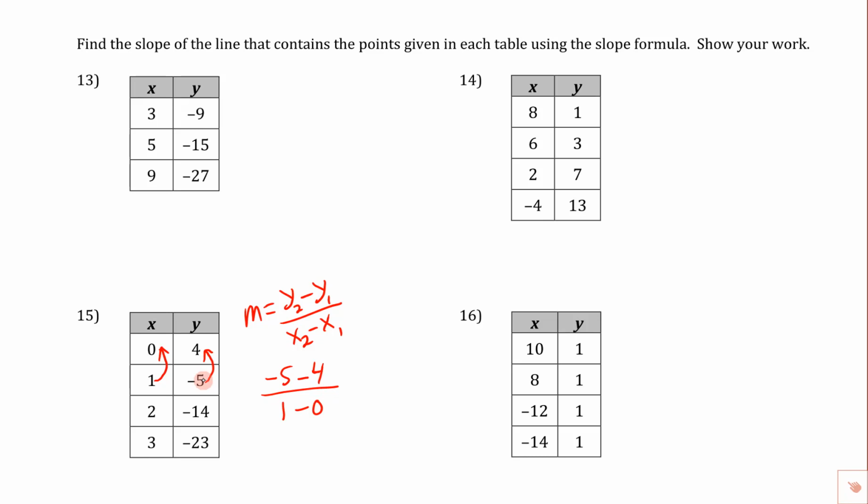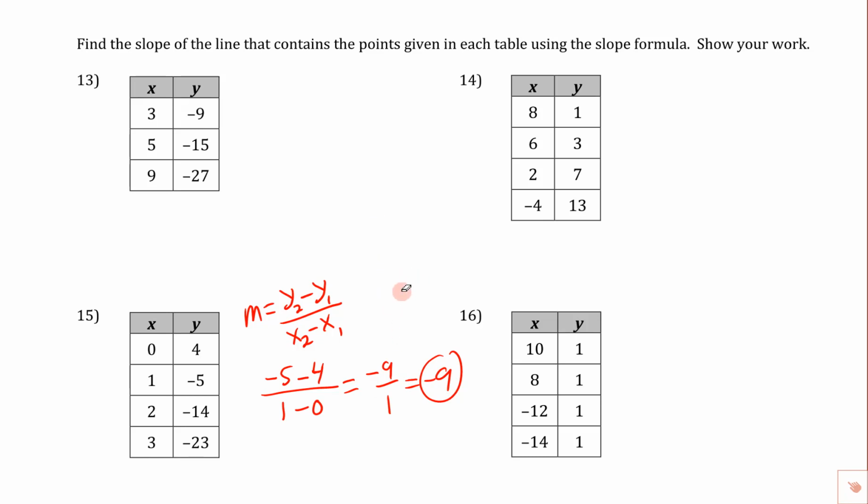It's important that we do these in the same order each time. So if I did negative 5 minus 4, I've got to do 1 minus 0. So they kind of correspond, as we say. This would be negative 9 on the top and 1 on the bottom. So we end up with negative 9. This is a really big number, but it's negative. So this would have a huge negative slope. It would be really steep in this direction right here.